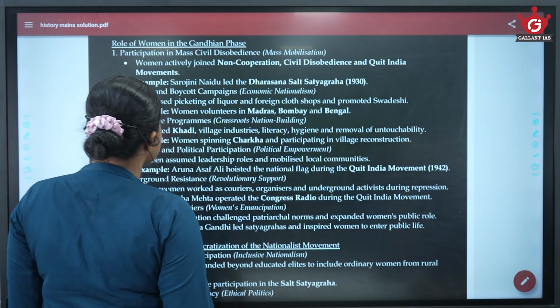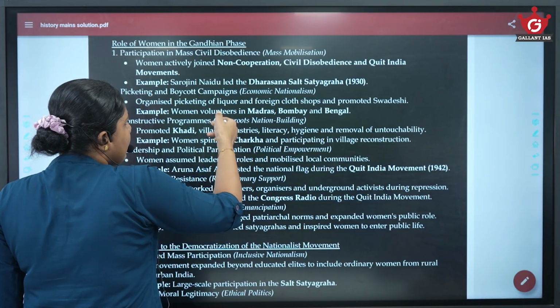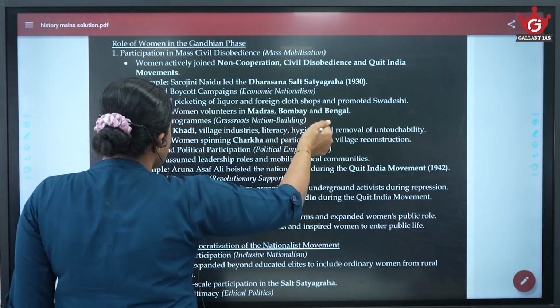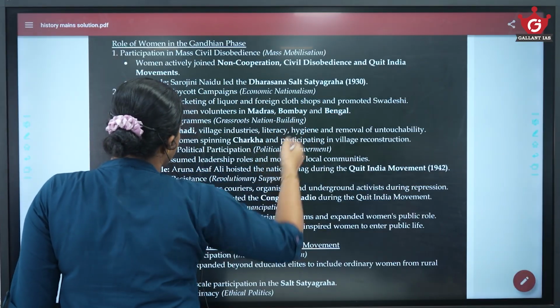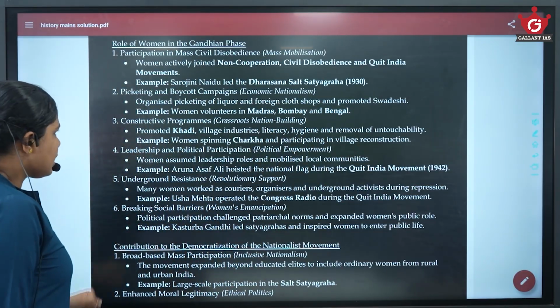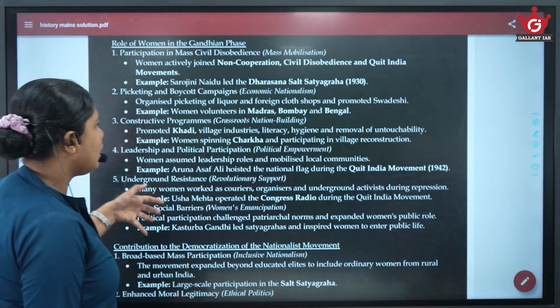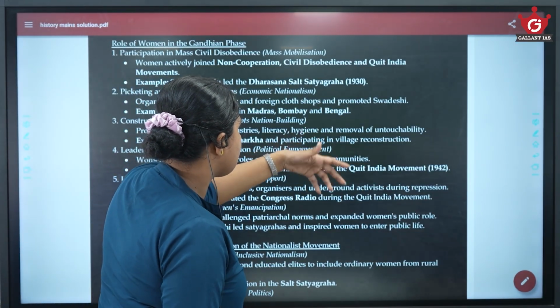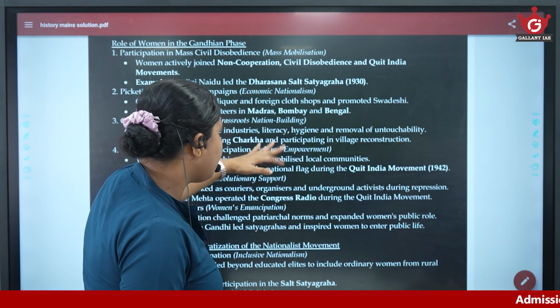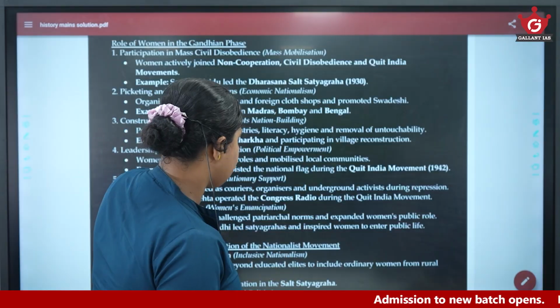Picketing and boycott campaigns. Women organized picketing of liquor and foreign clothes shops and promoted Swadeshi. Example, women volunteers in Madras, Bombay, Bengal. Next is about the constructive programs. Promoted khadi, village industries, literacy, hygiene, etc. Women spinning the charkha and participating in village reconstruction.